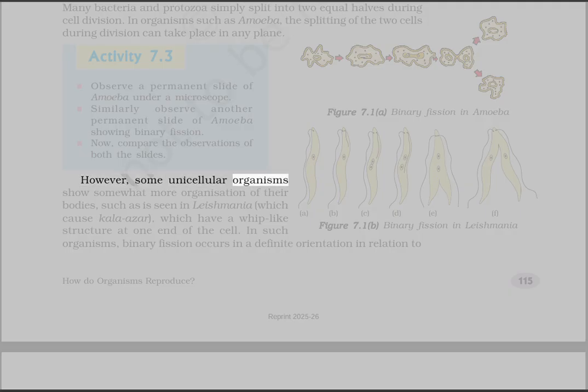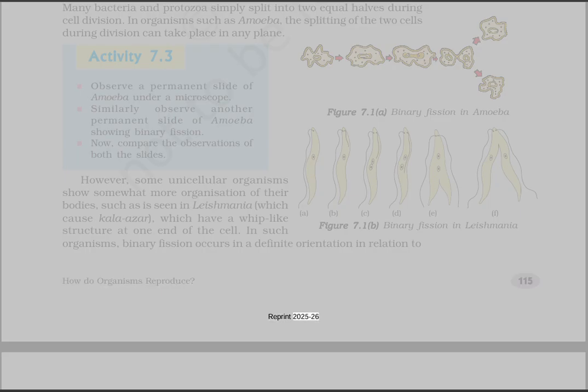However, some unicellular organisms show somewhat more organization of their bodies, such as is seen in Leishmania, which causes kala-azar, which have a whip-like structure at one end of the cell. In such organisms, binary fission occurs in a definite orientation in relation to these structures. Figure 7.1, B, binary fission in Leishmania. How do organisms reproduce? 115.